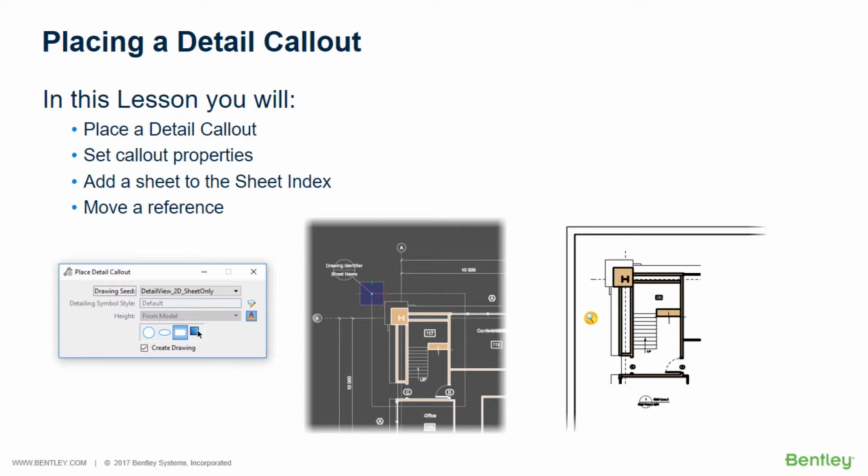You will create an enlarged detail from an area in the ground floor plan drawing model that was created in an earlier lesson. This enlarged detail will then be placed on a sheet. In this lesson, you will place a detail callout, set callout properties, add a sheet to the sheet index, and move a reference.